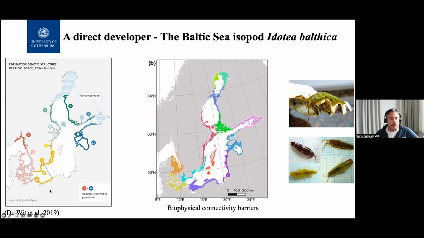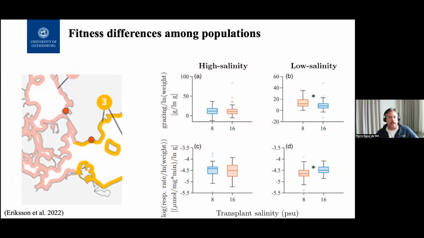What does it mean that we have genetic differences between, for example, Kattegat and southern Skåne? Well, we went out and tested that. Do these genetic differences actually mean anything? We sampled individuals from Vejbystrand here and Ystad in the south, and we compared their physiology. We transplanted them: we took individuals from the low salinity area and put them in high and low salinities, and did the same for the high salinity population.